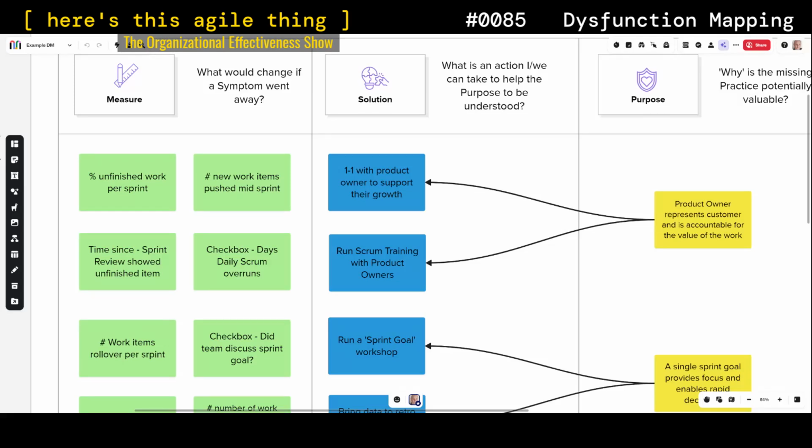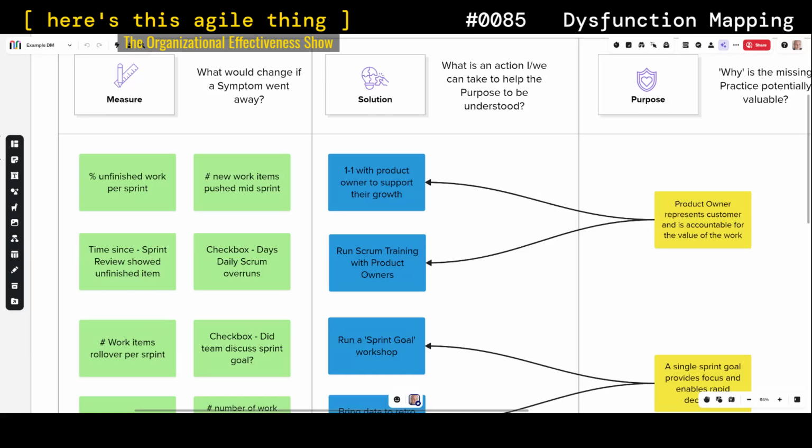Well, I mean, the beauty of this is a lot of times we'll get in a situation like you said. This isn't a retrospective tool, but I could see the retrospective fueling the dysfunction map, right? You're going to talk about the symptoms, and you're going to be accumulating those, and then it's through the conversations that you're going to start finding the answers.